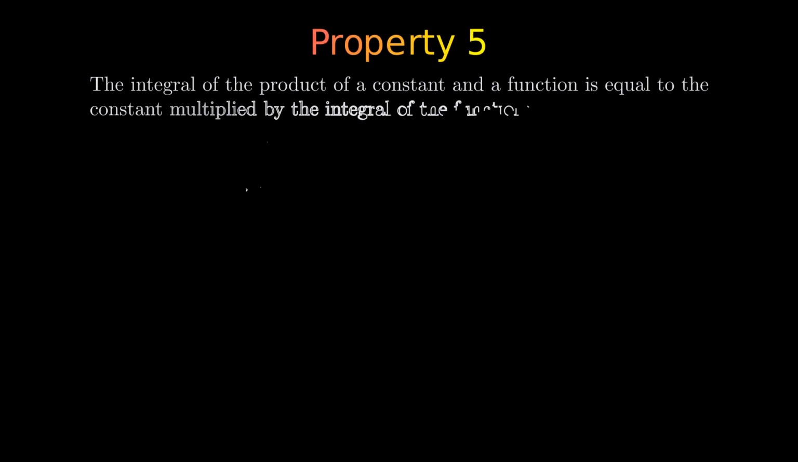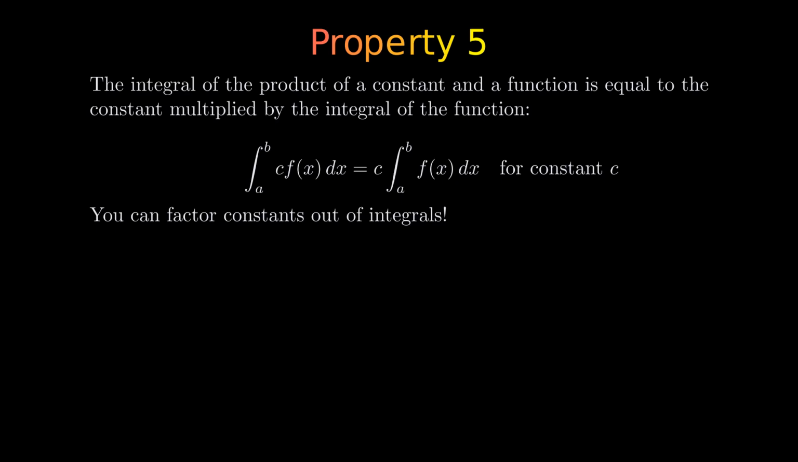The integral of the product of a constant and a function is equal to the constant multiplied by the integral of the function. The integral from a to b of c f(x) dx equals c times the integral from a to b of f(x) dx, for constant c. You can factor constants out of integrals.